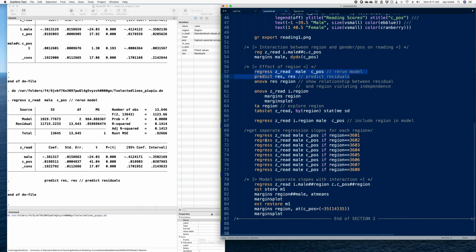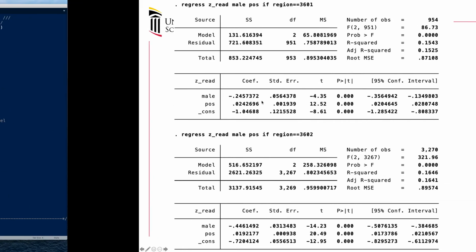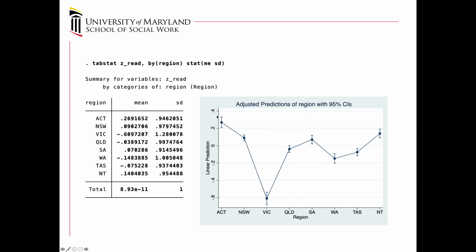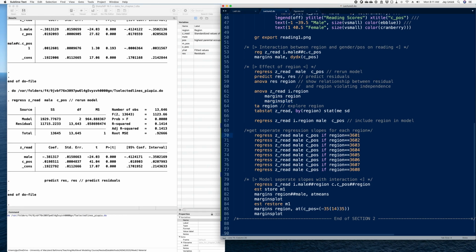So we've done all of this. This is the margins plot for region. That's how I got the plot that you see here. This one right here, I got through margins. It's called a margins plot. Margins is really, really useful. I don't know if I've said that to you before. I actually do know that I've said that to you before.